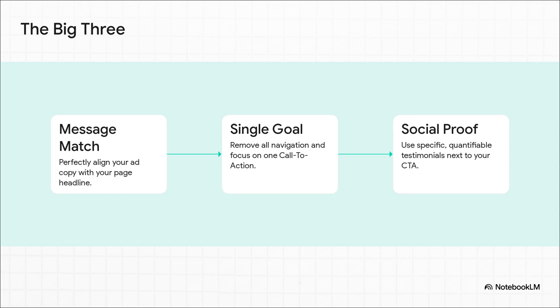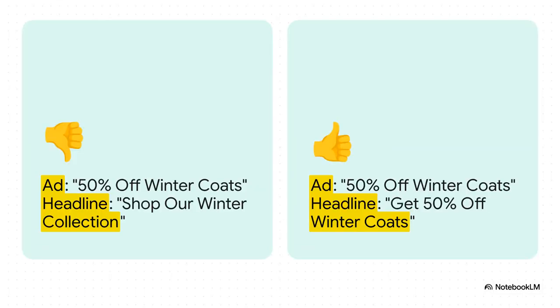So let's break down exactly what that looks like. Number 1 is message match, and this is probably the biggest conversion killer on the planet. If your ad says 50% off winter coats, your landing page headline needs to say, "Get 50% off winter coats," not "Shop our winter collection." That tiny little disconnect, it creates a moment of confusion, of friction, and that's all it takes for someone to hit the back button. The promise has to perfectly match the payoff.